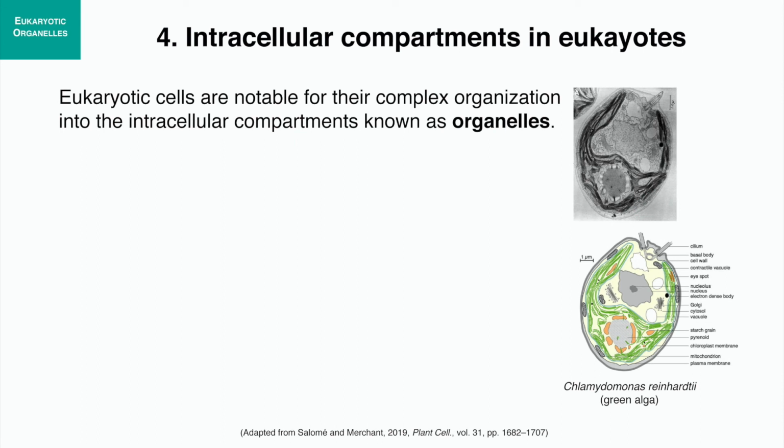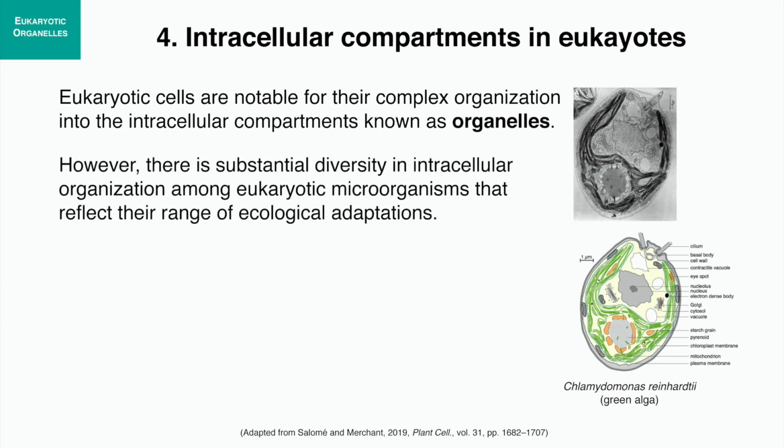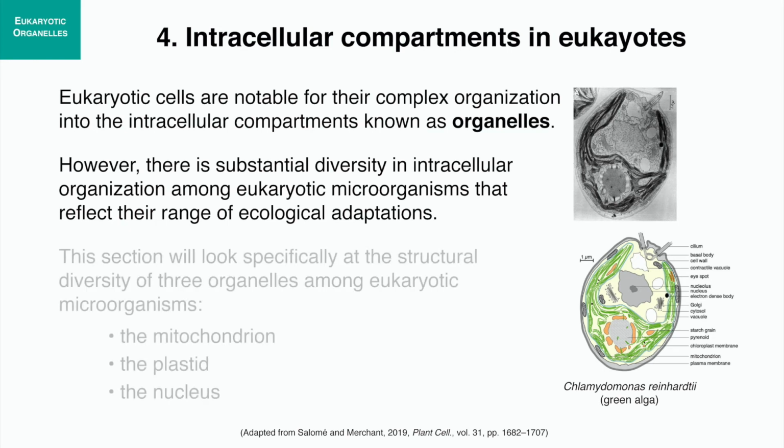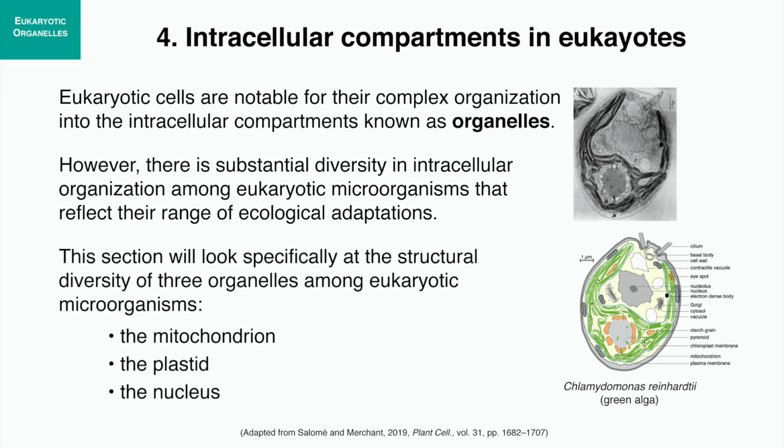Eukaryotic cells are notable for their complex organization into the intracellular compartments known as organelles. However, there is substantial diversity in intracellular organization among eukaryotic microorganisms that reflect their range of ecological adaptations. This section will look specifically at the structural diversity of three organelles among eukaryotic microorganisms: the mitochondrion, the plastid, and the nucleus.